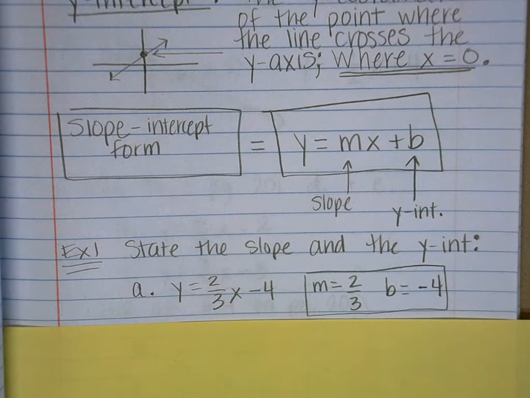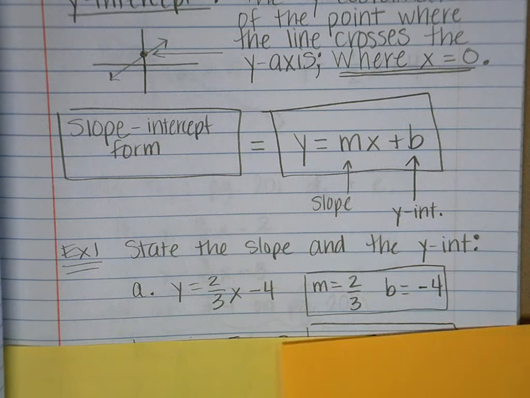If there is a b. On Friday, you just did y equals mx, there was no b, right? So you could say b was 0 there. So sometimes there's no b. You could write b as 0, but you don't have to.